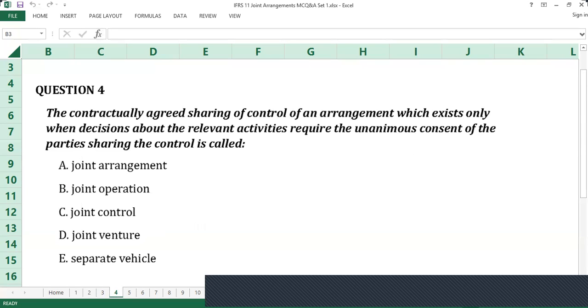Question number 4. The contractually agreed sharing of control of an arrangement which exists only when decisions about the relevant activities require the unanimous consent of the parties sharing the control is called dash. A, joint arrangement. B, joint operation. C, joint control. D, joint venture. E, separate vehicle. Time counts.